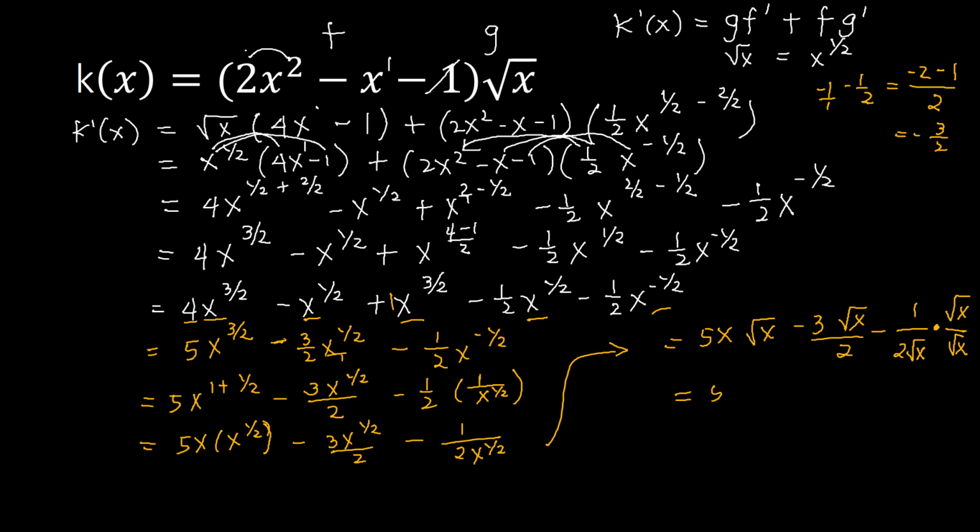So this will be now 5x square root of x minus 3 square root of x over 2 minus 1 times square root of x, that will be square root of x, over 2, and the square root of x times square root of x, that would lead to a square root of x squared, so that will be an x already here. So this is now our final answer for our k prime of x.